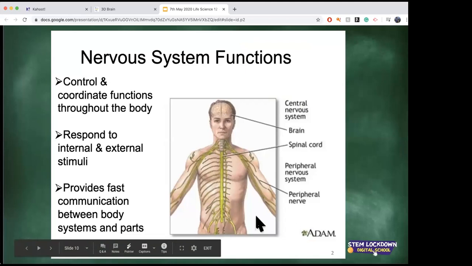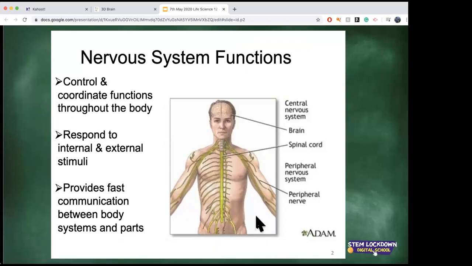So let's quickly summarize nervous system functions before we go to a very cool website. It controls and coordinates functions throughout the body. It responds to internal and external stimuli. So if you stub your toe or you feel a hot plate and you pull away, that's nerves that do that. And it provides fast communication between body systems and body parts.